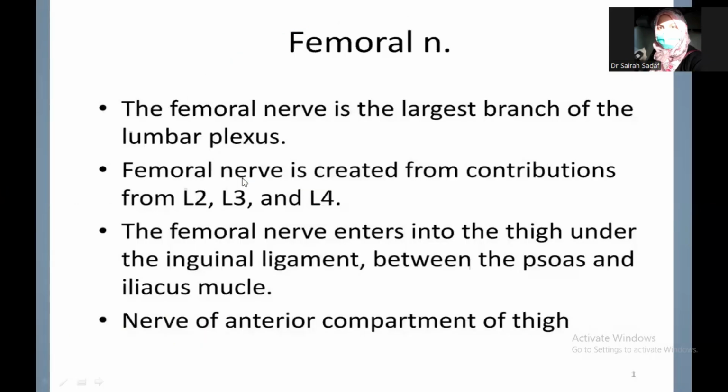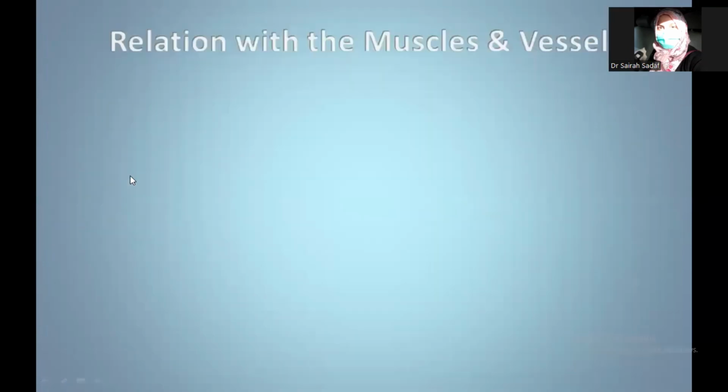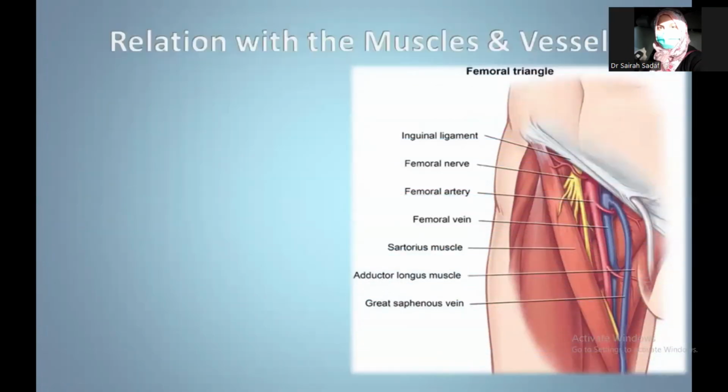The femoral nerve is the largest branch of the lumbar plexus, and the root value, as you can see, is L2, 3, and 4. The femoral nerve enters the thigh under the inguinal ligament between the psoas major muscle and iliacus muscle, and it is a nerve of the anterior compartment. Relation with the muscles and vessels.